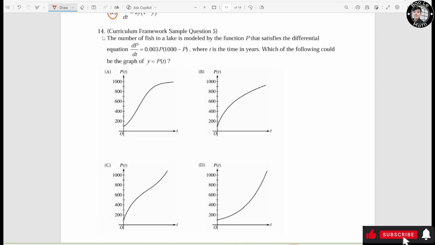Now let's move on to question 14. The number of fish in a lake is modeled by the function p that satisfies the differential equation dp over dt equals 0.003 p times 1000 minus p, where t is the time in years. Which of the following could be the graph of y equals p of t, right? So basically, you just recognize the logistic growth differential equation. That's it, right? So actually, the answer choice is A.